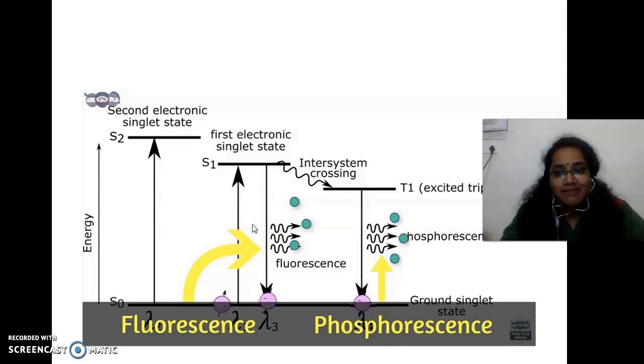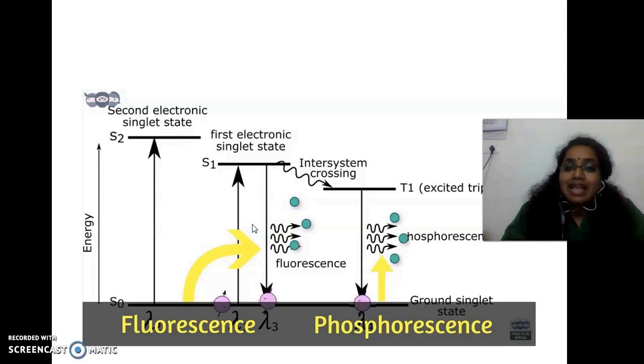In the second way, they can radiate some amount of energy in the form of radiation energy, that is light energy, which is of higher wavelength than that of the incident light. This second way of losing energy in the form of radiation or light energy is called fluorescence.